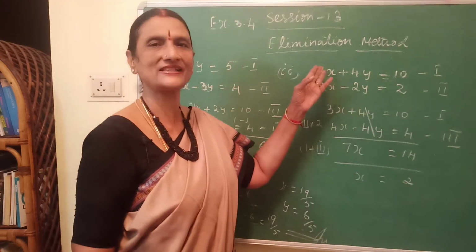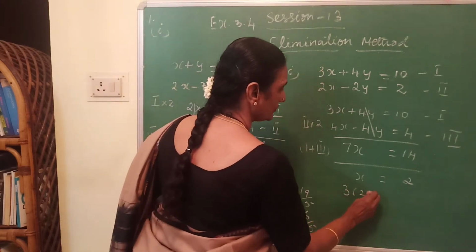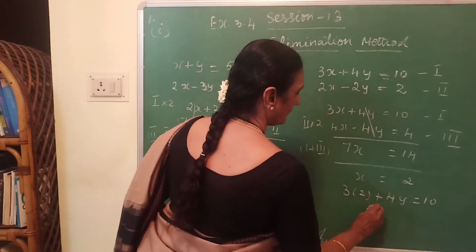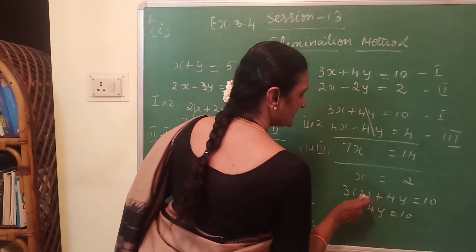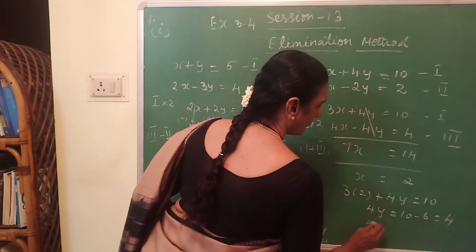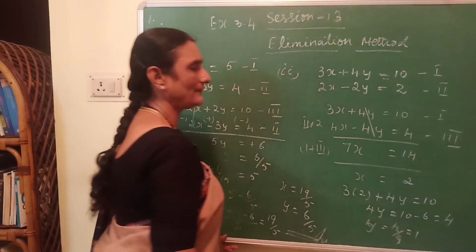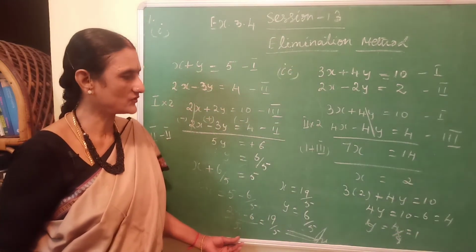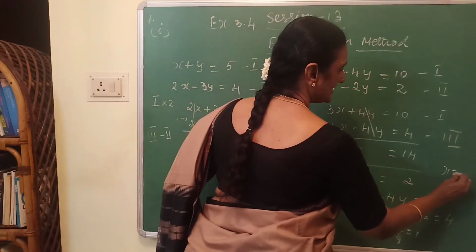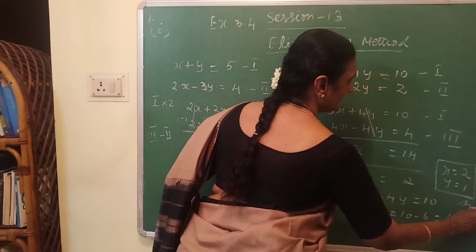Now this value has to be substituted in any one of these equations. So you will get 3 into 2 plus 4y is equal to 10. Therefore 4y is equal to 10 minus 6, 3 twos are 6, that is equal to 4. Then y is equal to 4 by 4, obviously 1. Now tell me, what are the solutions? x is equal to 2 and y is equal to 1. So we have to write it here: x equal to 2 and y is equal to 1. Obviously, these are the solutions.